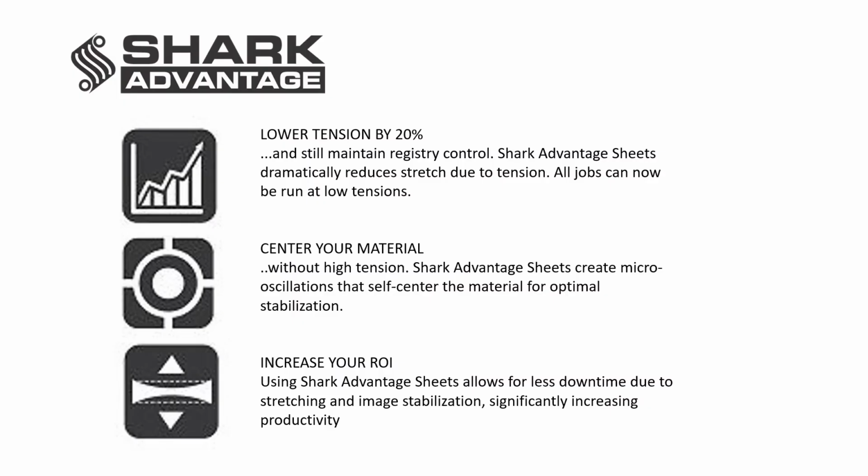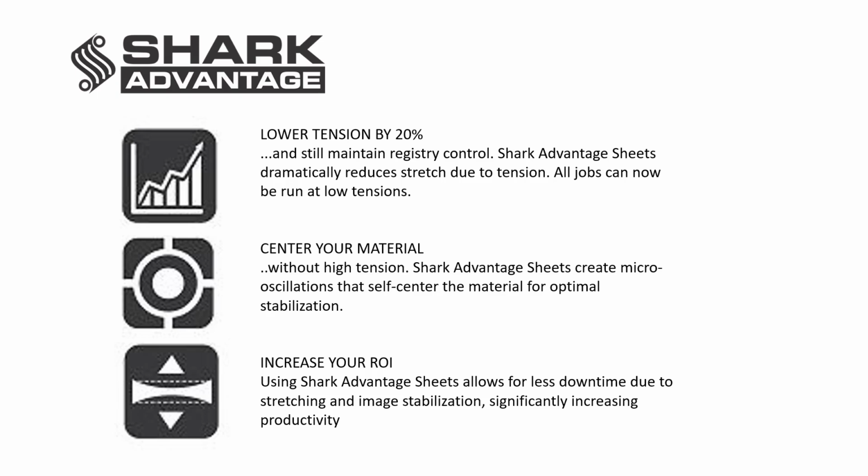Lower tension by 20% and still maintain registry control. Shark Advantage sheets dramatically reduce stretch due to tension. All jobs can now be run at low tensions. Center your material without high tension. Shark Advantage sheets create micro-oscillations that self-center the material for optimal stabilization.